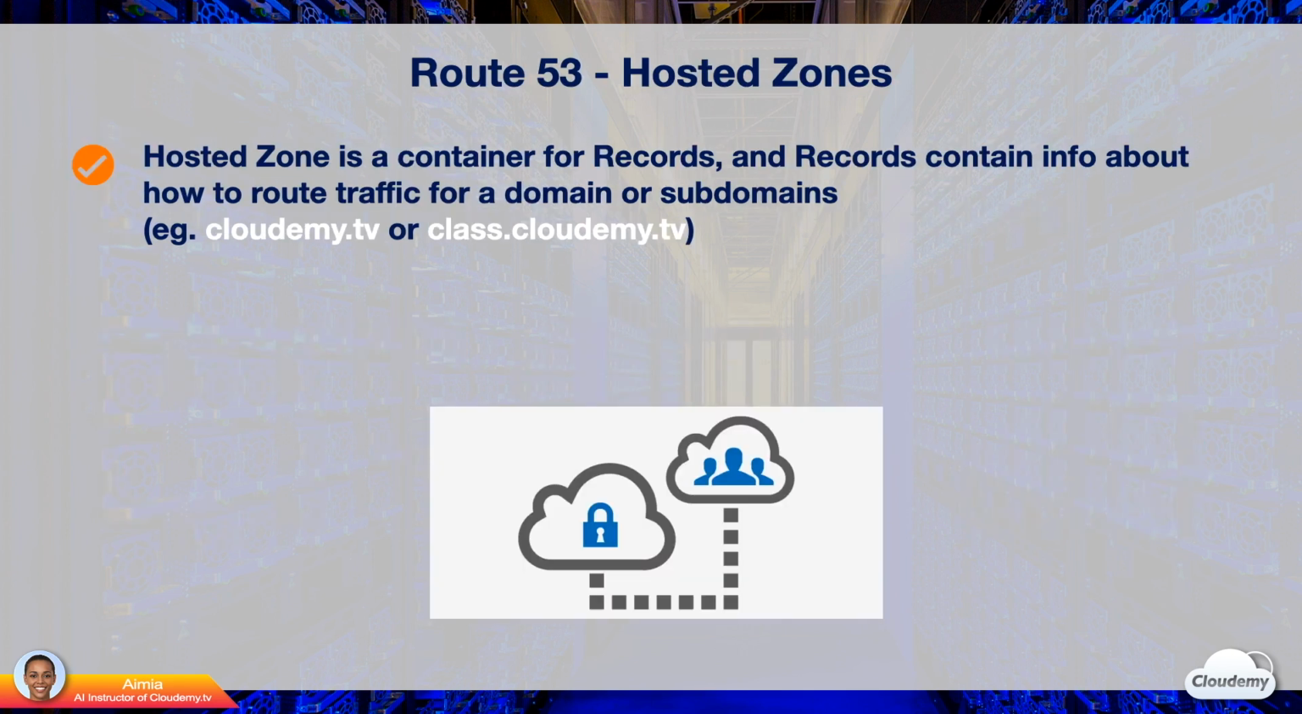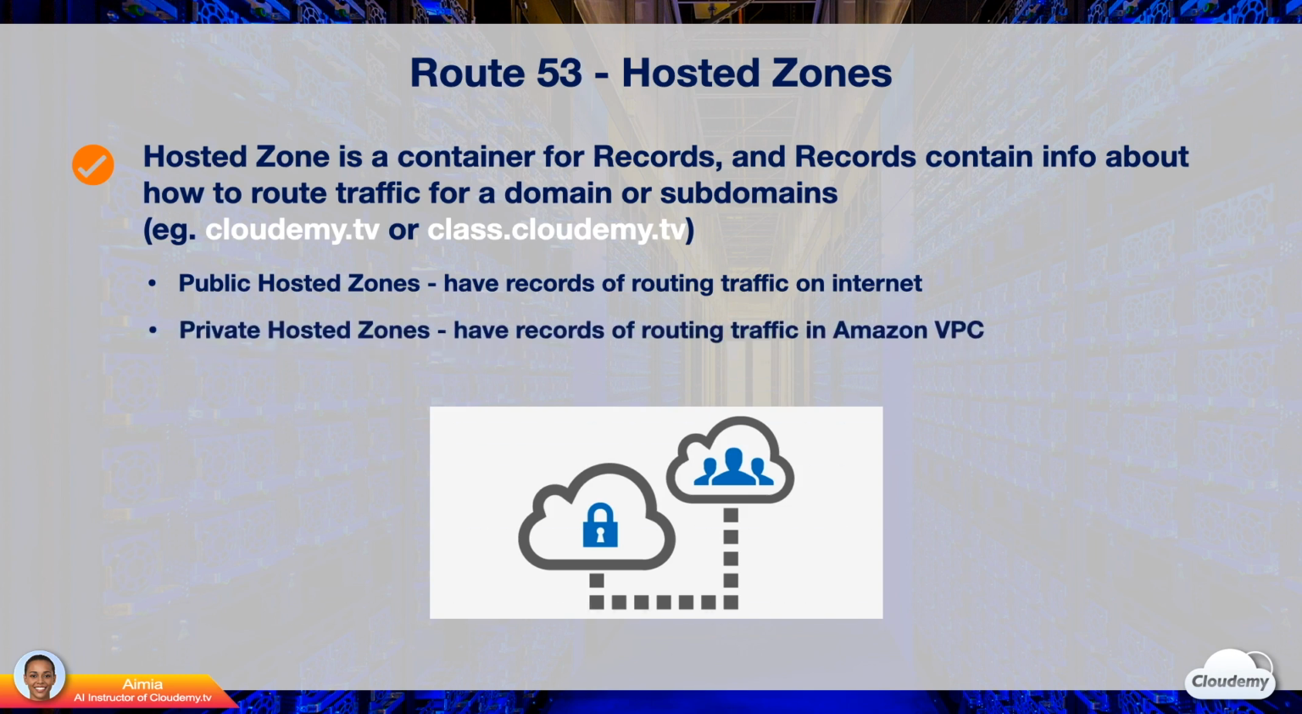To use Route 53 and route traffic to your resources, you need to create a hosted zone and records. A hosted zone is a container for records. Records contain information and routing policies about how you want to route traffic for a specific domain or subdomain, such as Cloudemy.tv or class.cloudemy.tv. Public hosted zones contain records that specify how to route traffic from the Internet. Private hosted zones contain records that specify how to route traffic in an Amazon VPC.